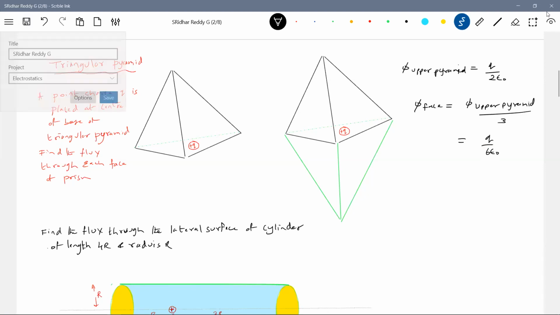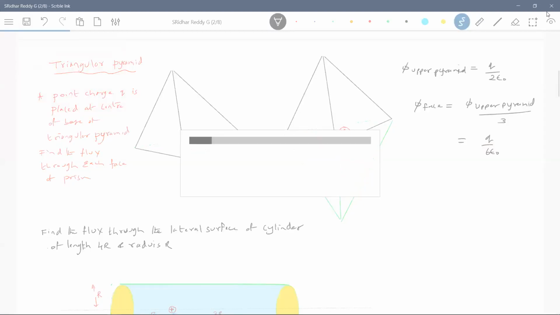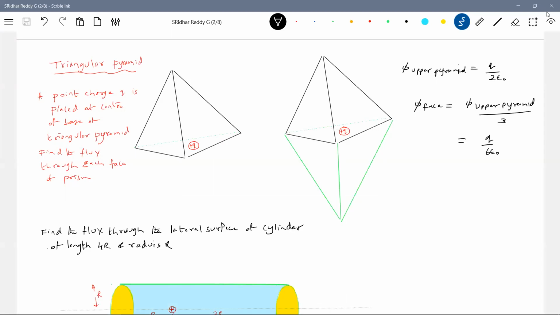Okay, I'm just sharing some ideas. So there will be all different types of questions. So you must be in a position to analyze it with a geometrical idea.